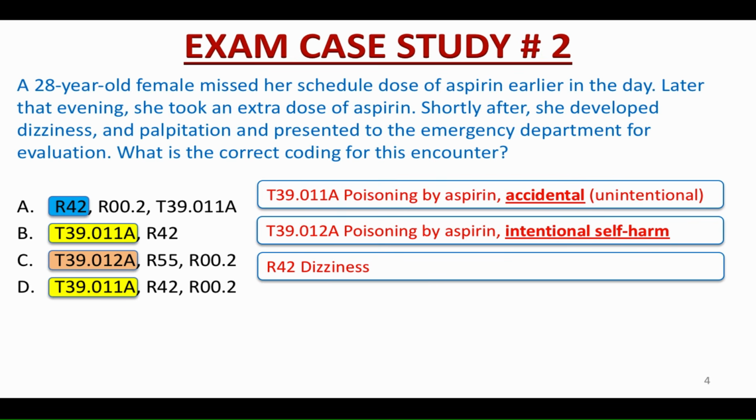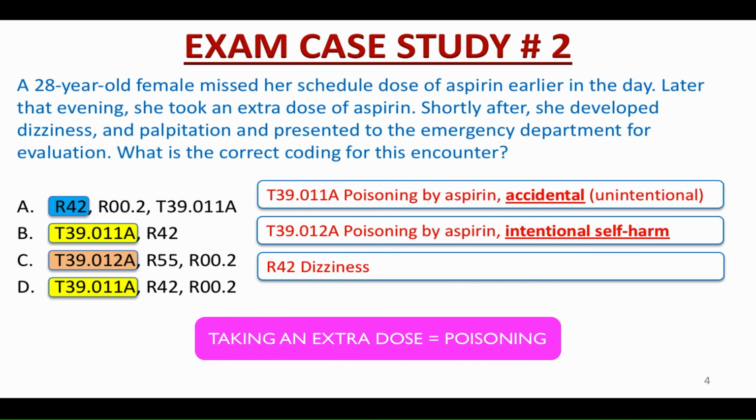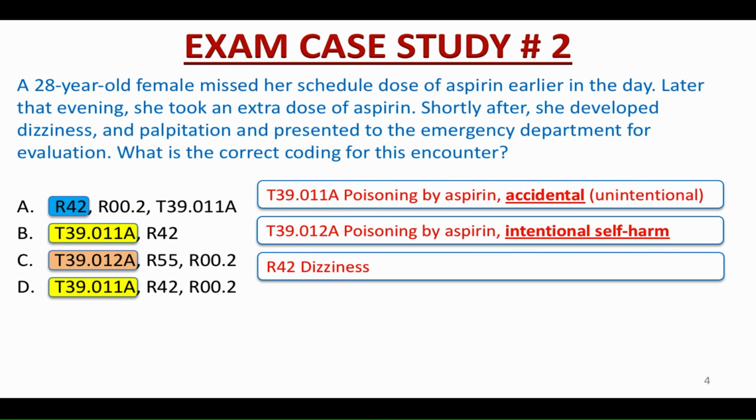Based on what we just read, after missing a scheduled dose, she took an extra dose of aspirin. According to the RHIT official guidelines, taking an extra dose of a medication, even a prescribed one, is considered poisoning. That means the T code must be listed first, and since she took it by mistake, that is accidental. So the correct first listed code is T39.011A. At this point, we can eliminate A and C.